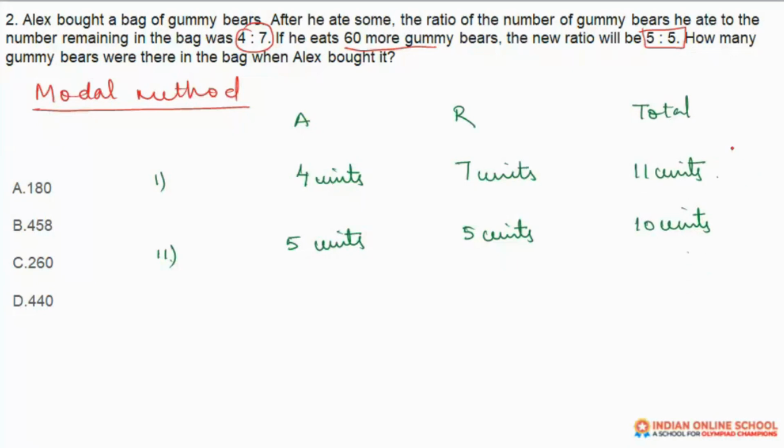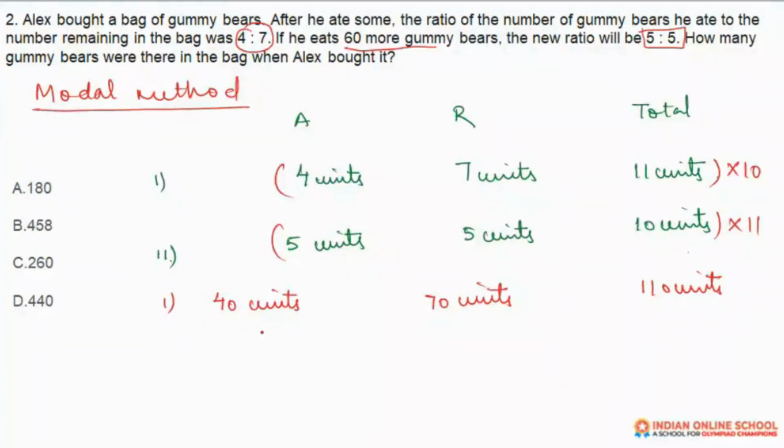And how can we make the total equal? In this entire thing, we multiply by 10. And in this entire thing, we multiply by 11 because we need to make the total equal. When we do this, in the first scenario we get 40 units, and here we get 70 units. In totality, we get 110 units. Got it? And for the second scenario, we get 55 units, and here also 55 units.